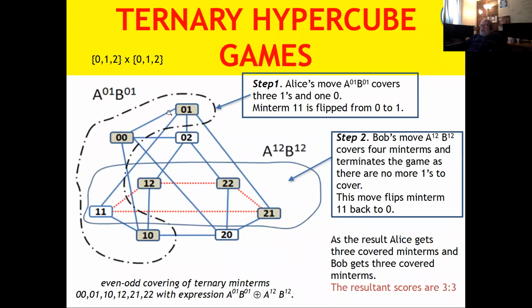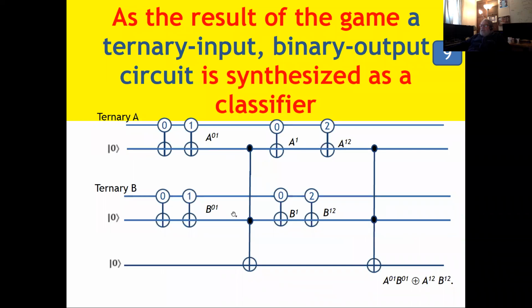And Alice selects the first move, which is shown here. It is A01, B01. She covers 3 ones and 1 zero. Minterm 1 1 is flipped by her choice from 0 to 1. And then Bob selects this move, which is A12, B12, right? And as a result of his choice, the minterm 1 1 is flipped back to 0. So ultimately, Alice covered 3 true minterms and Bob covered 3 true minterms. This is a draw. The result is 3-3. And the byproduct of this game is designing this circuit with the Toffoli gate binary here and ternary controlled Feynman here.